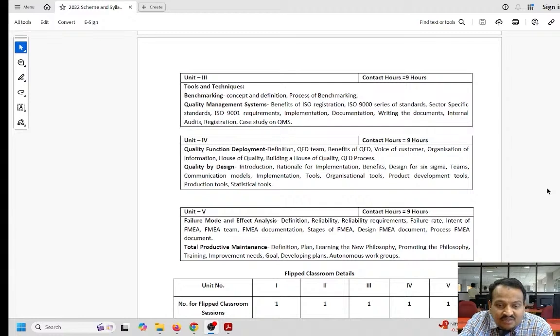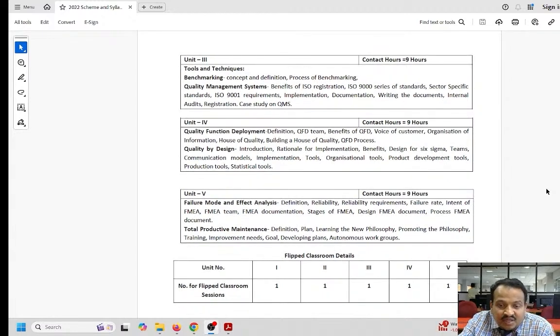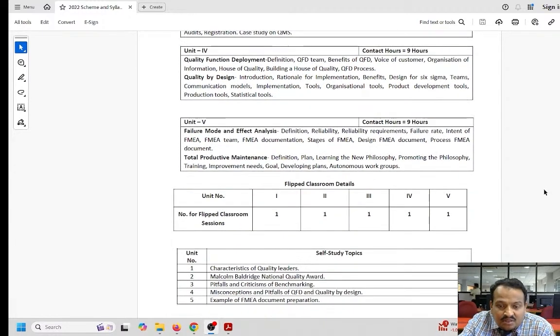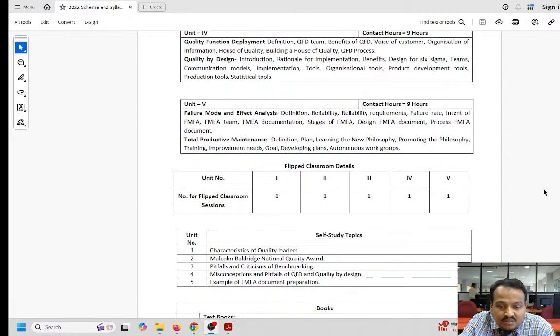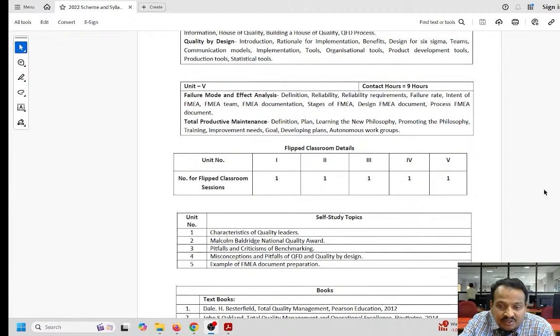The last part of this is total productive maintenance. You have definition, plans, plans in developing plans, how you need to improve the goals and other things. Then you have the flip classes for this. There are some self-study topics, example of FMEA documentation preparation.